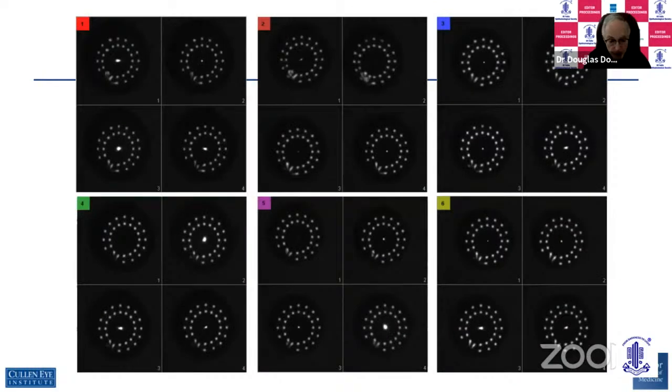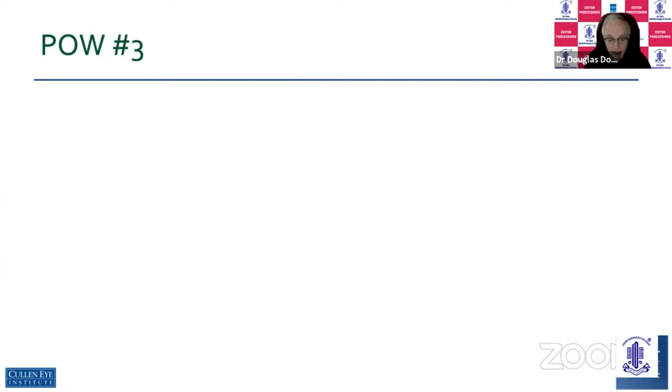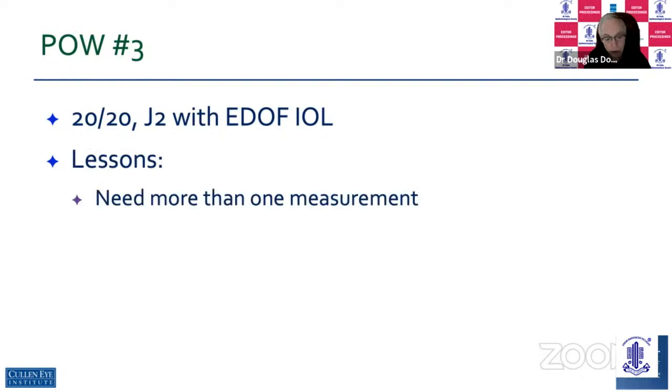And these are the Meyers from the LEDs of the LenStar, showing the same sources of error in the same consistent area infratemporally as we saw with the IOLMaster 700. And when I treated the surface and repeated the measurement 6 days later, everything lined up. All the K readings matched. He did not need a toric IOL. I put an EDOF and he had a great result.